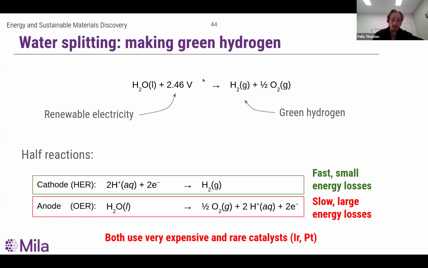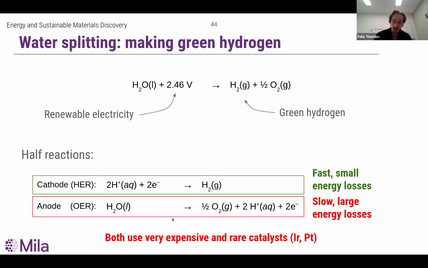So the way that the hydrogen is produced is, you just start from water, you give it electricity, 2.46 volts, and then you get green hydrogen, and the amount of energy that's stored is the amount of energy you put in. That reaction actually happens in two main steps, HER and OER. One produces hydrogen, the other one produces oxygen. You need both steps to be happening at once.